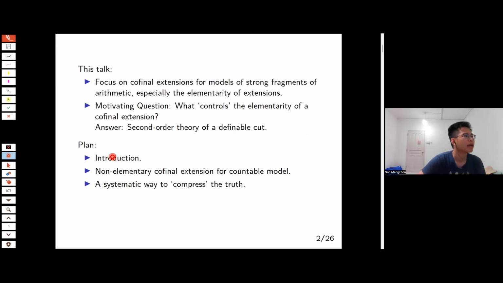Here's my plan. I will first have some introduction, and then I prove a theorem which says that if you have a countable model which fails to satisfy PA, then you always get a non-elementary cofinal extension. And the last part is the one trying to answer this question. I will introduce a way to do the truth compressing. I am going to compress the first order truth into the second order theory of a definable cut.